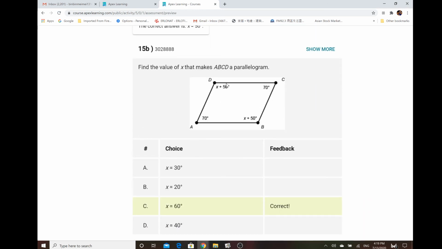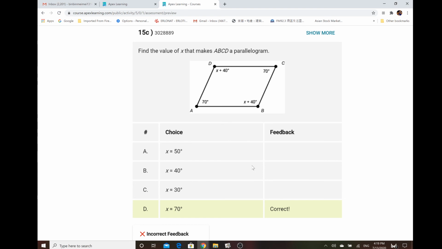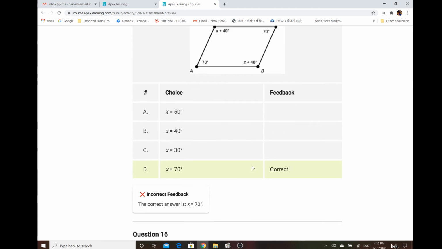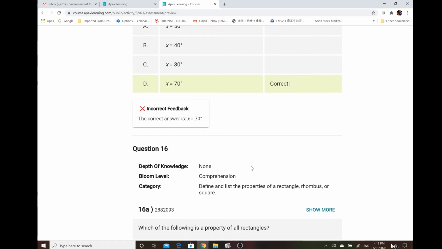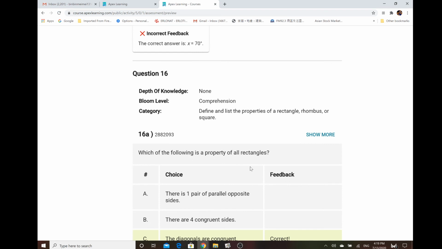The next one is quite similar. So x plus 50 plus 70 equals 180, and then solve for x. So they're quite straightforward. Okay, so I don't see any rigorous or any degree of difficulty here.